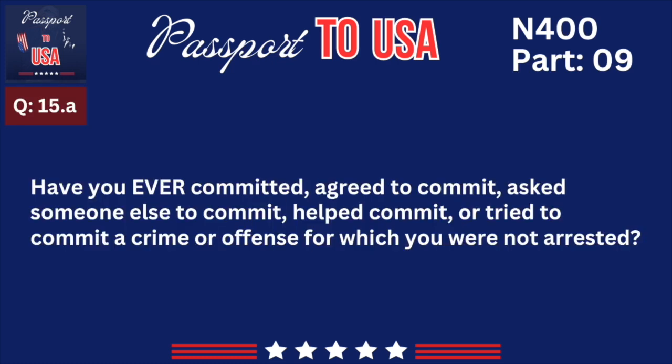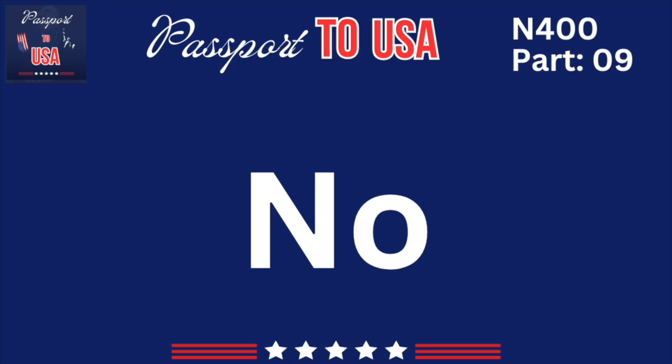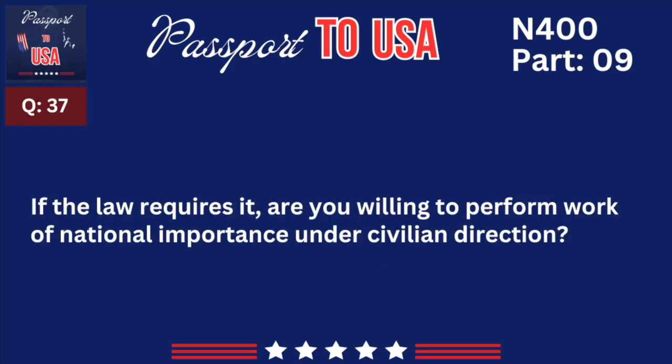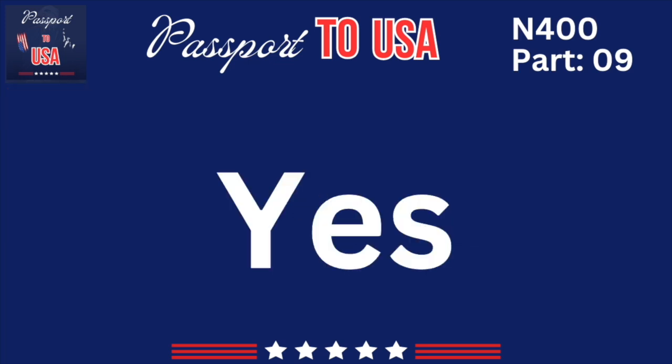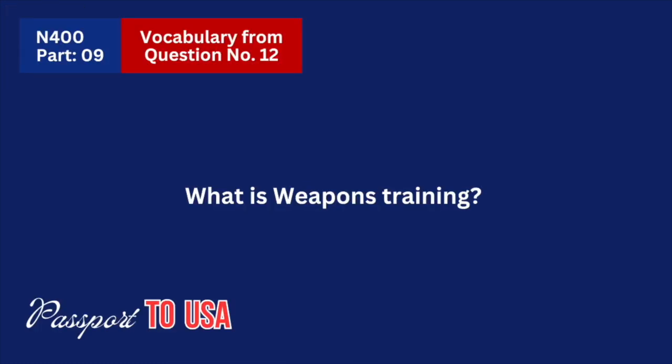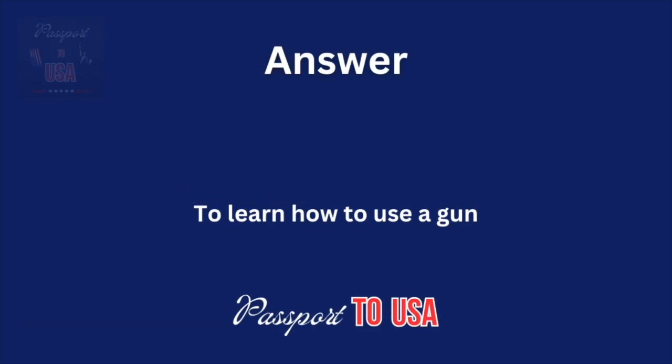Have you ever committed, agreed to commit, asked someone else to commit, helped commit, or tried to commit a crime or offense for which you were not arrested? No. If the law requires it, are you willing to perform work of national importance under civilian direction? Yes. What is weapons training? To learn how to use a gun.